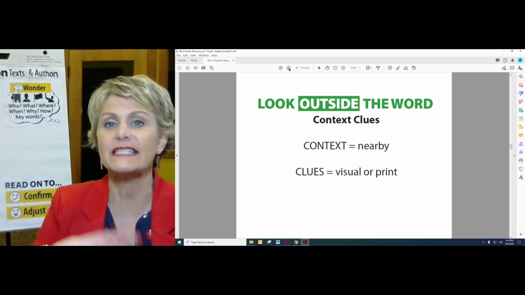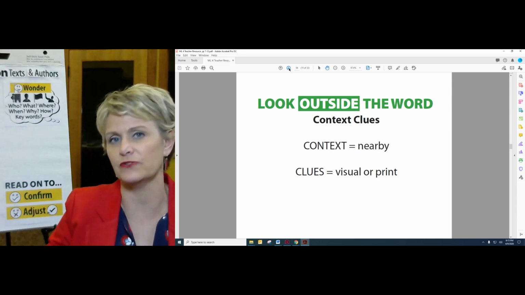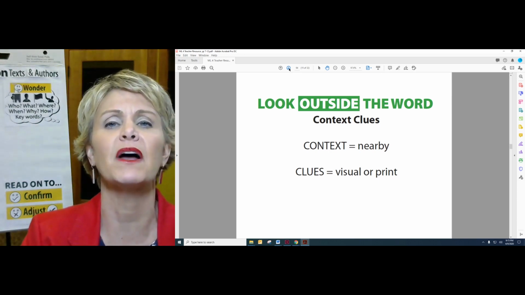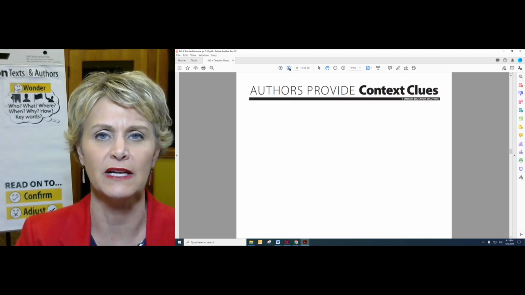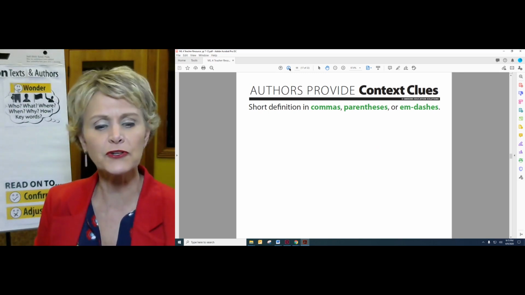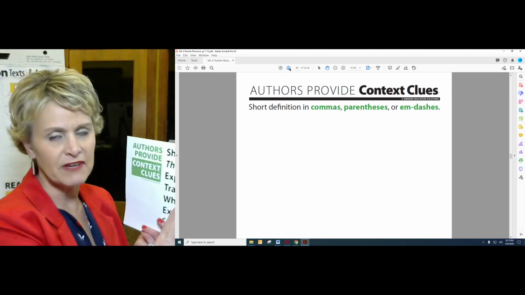Now, I think we tend to use those when we see them. It's the print clues that require a little more effort on the reader's part. So let's talk about what those clues might be. Let's talk about what some of those context clues might include. And I want to zoom in on 8 in particular. Okay, so the first one is that the author might give you just a short definition.